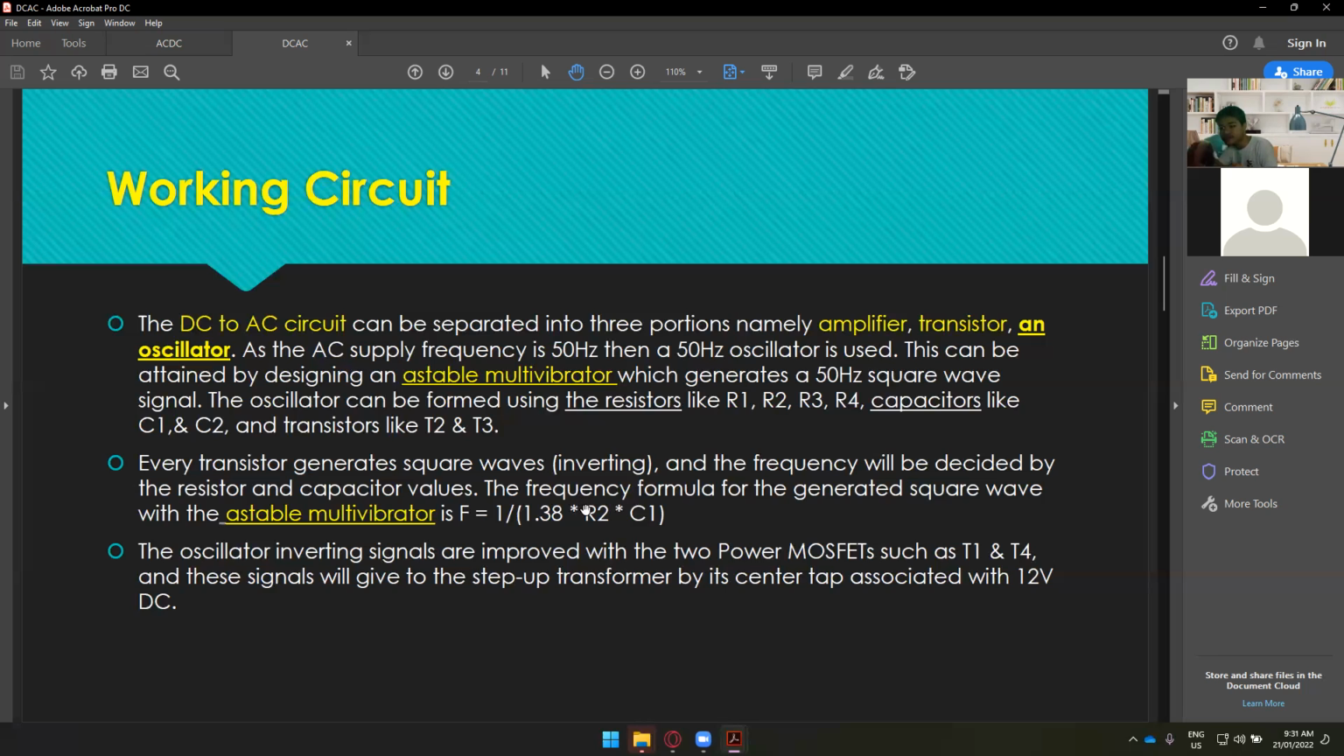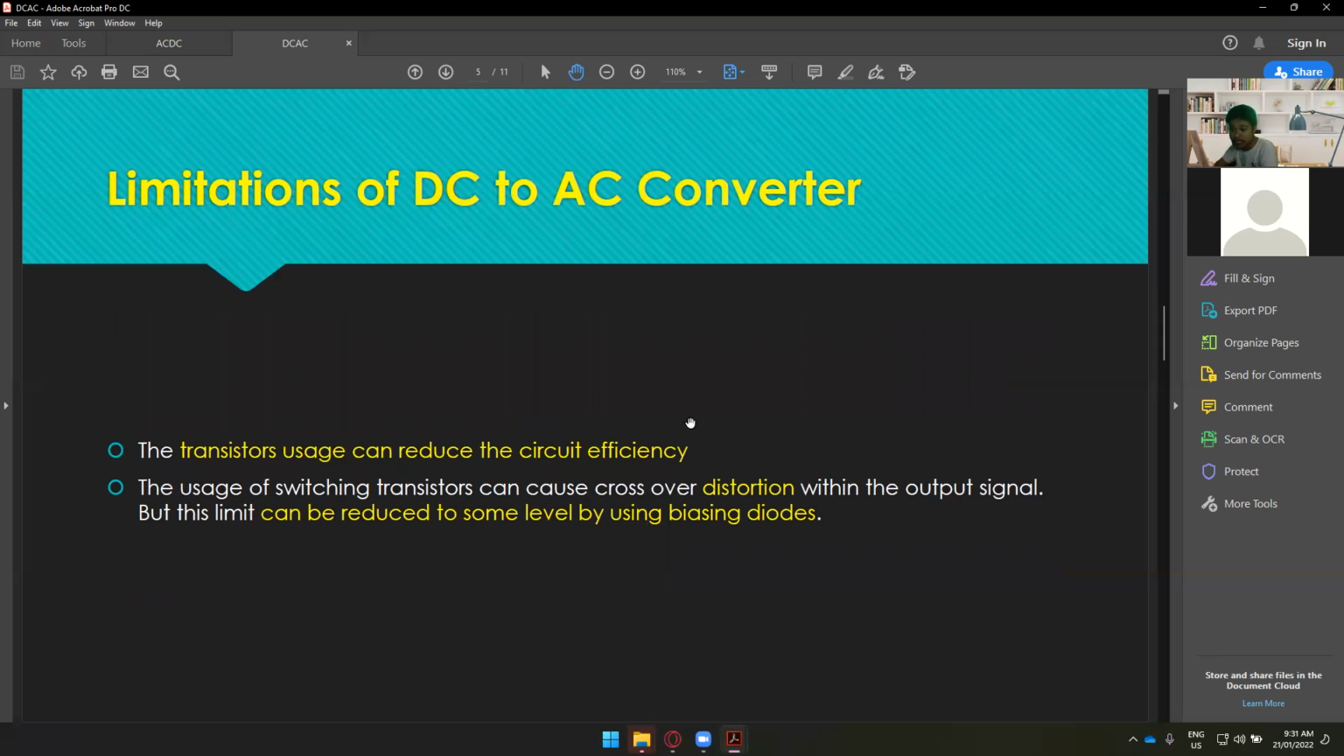Here are some limitations of DC to AC. Of course, if you're going to convert DC to AC, it has disadvantages or cons. The transistors usage can reduce the circuit efficiency. That is one thing that you need to take note of, or be familiarized with, if you're going to convert DC to AC. The usage of switching transistors can cause a crossover distortion within the output signal.